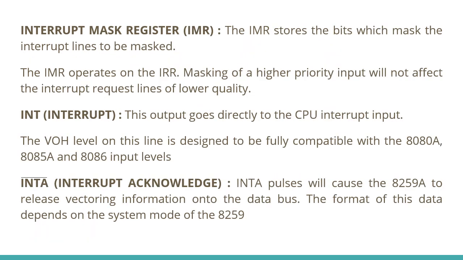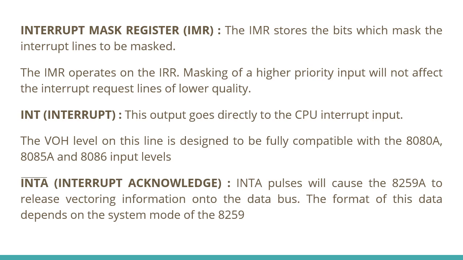The interrupt mask register, that is IMR. This register stores the bits required to mask the interrupt inputs. The IMR operates on the IRR at the direction of the priority resolver. Now, masking of a higher priority input will not affect the interrupt request lines that are having a lower priority.